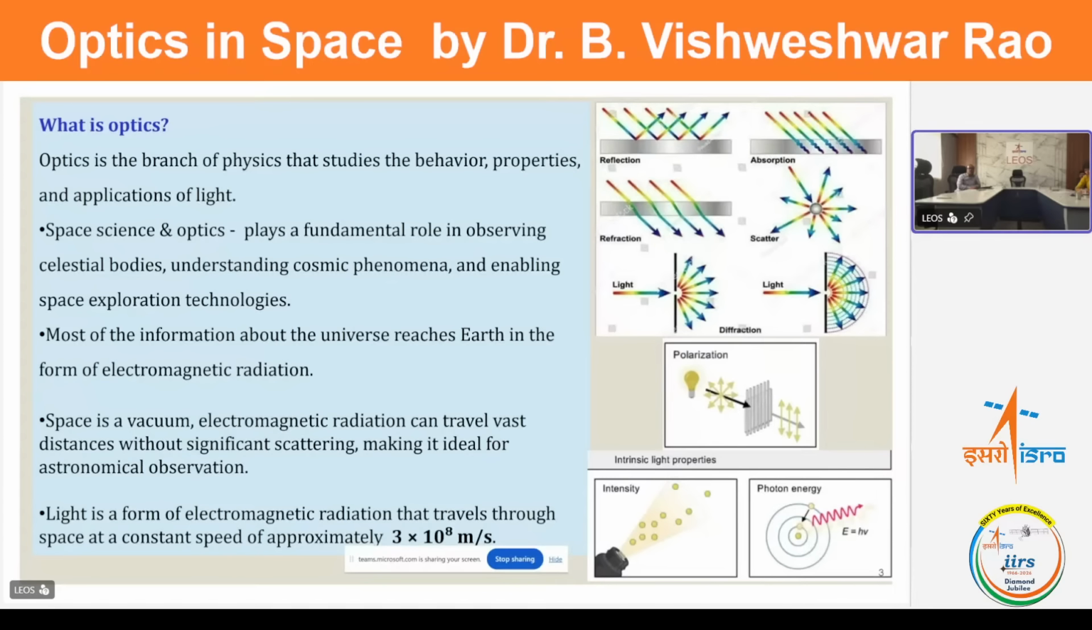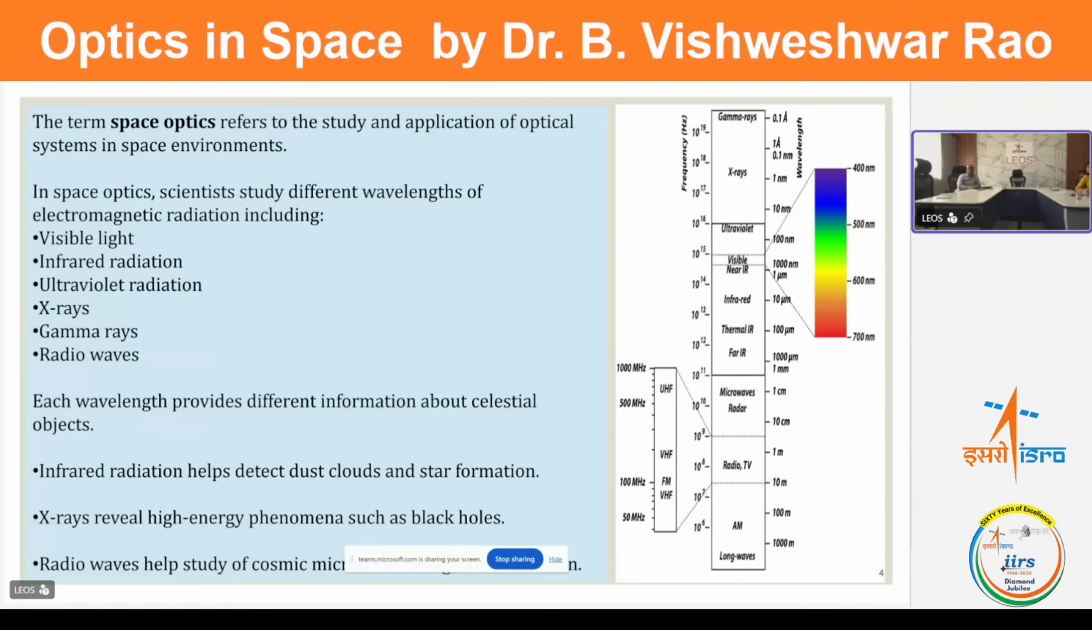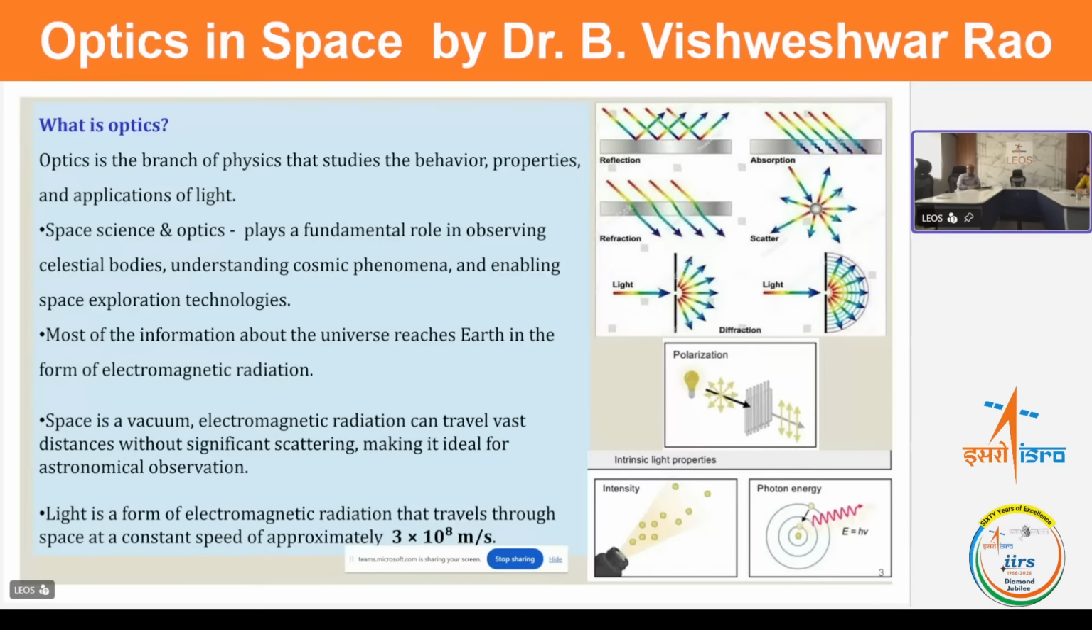Light in the form of electromagnetic radiation travels through space at a constant speed of 3 times 10 to the power of 8 meters per second, as everybody is aware, because sunlight reaches the earth in 8 minutes 15 seconds. That is the calculated value. So the term space optics refers to the study and application of space optical systems in the space environment.